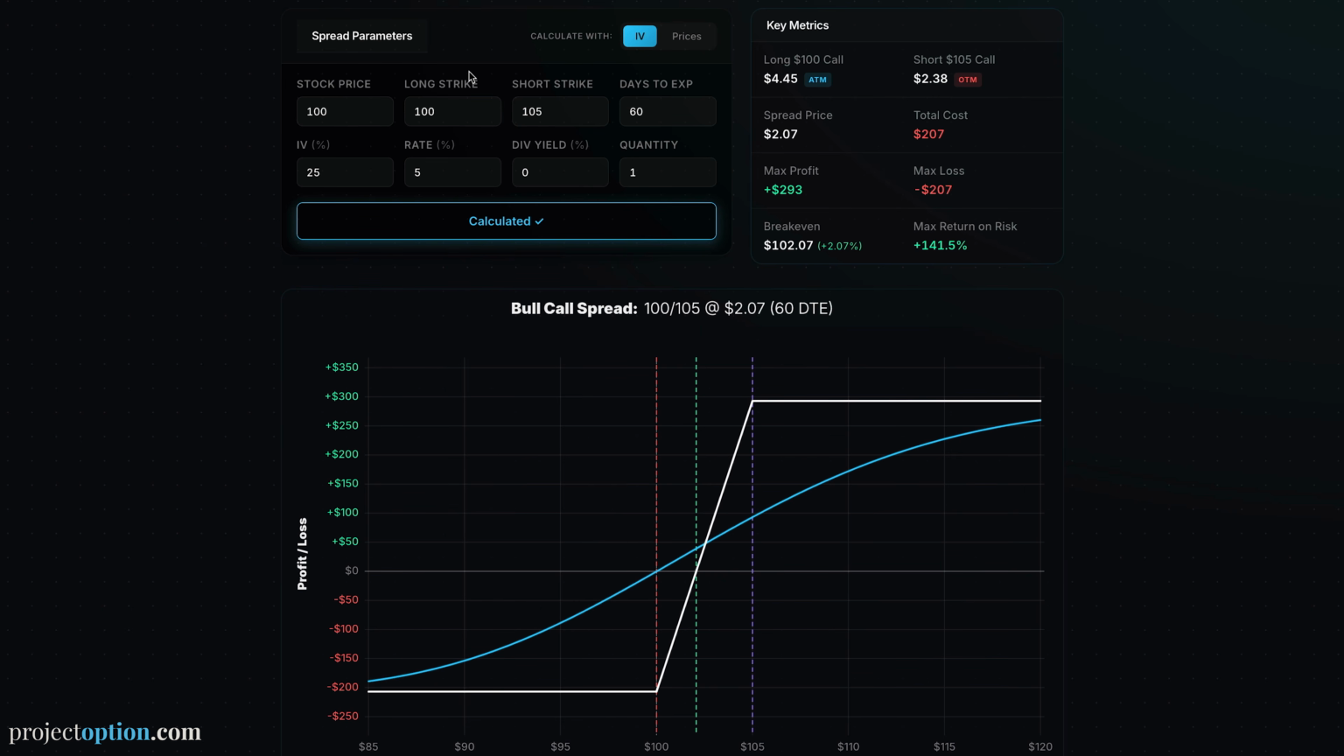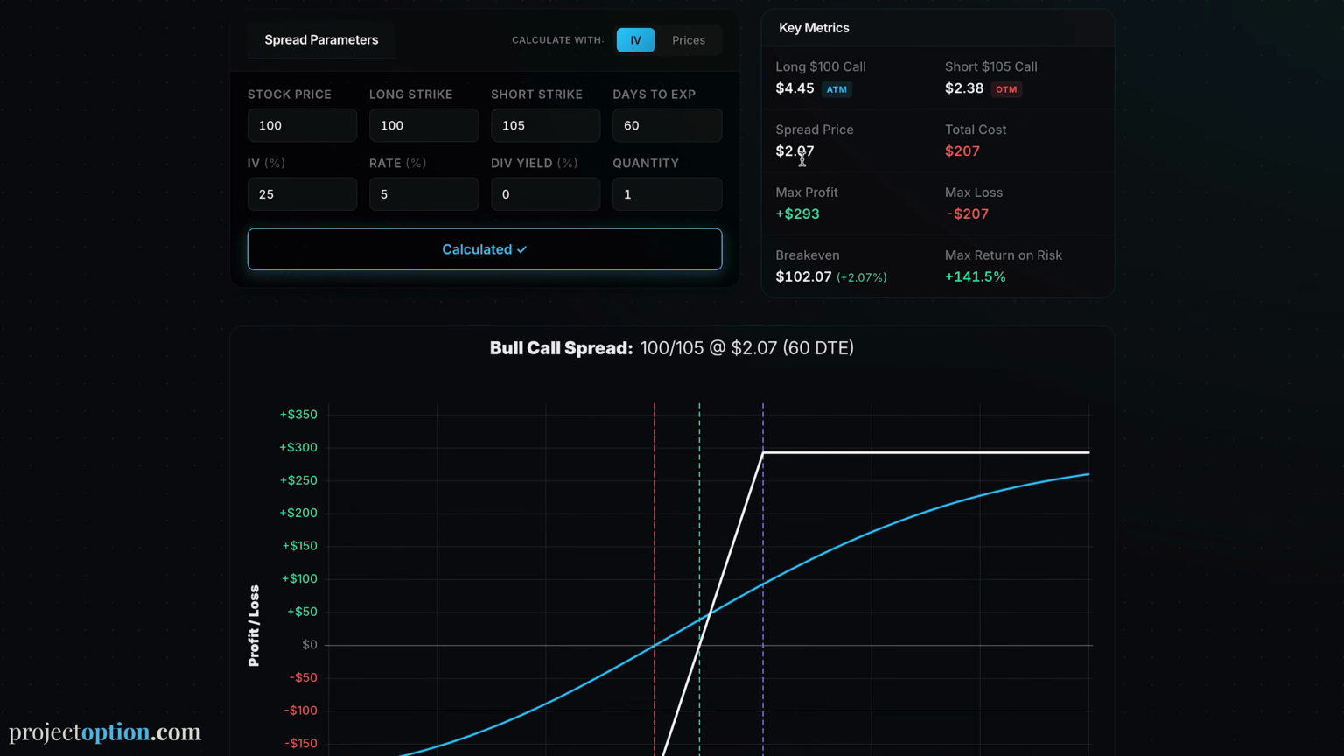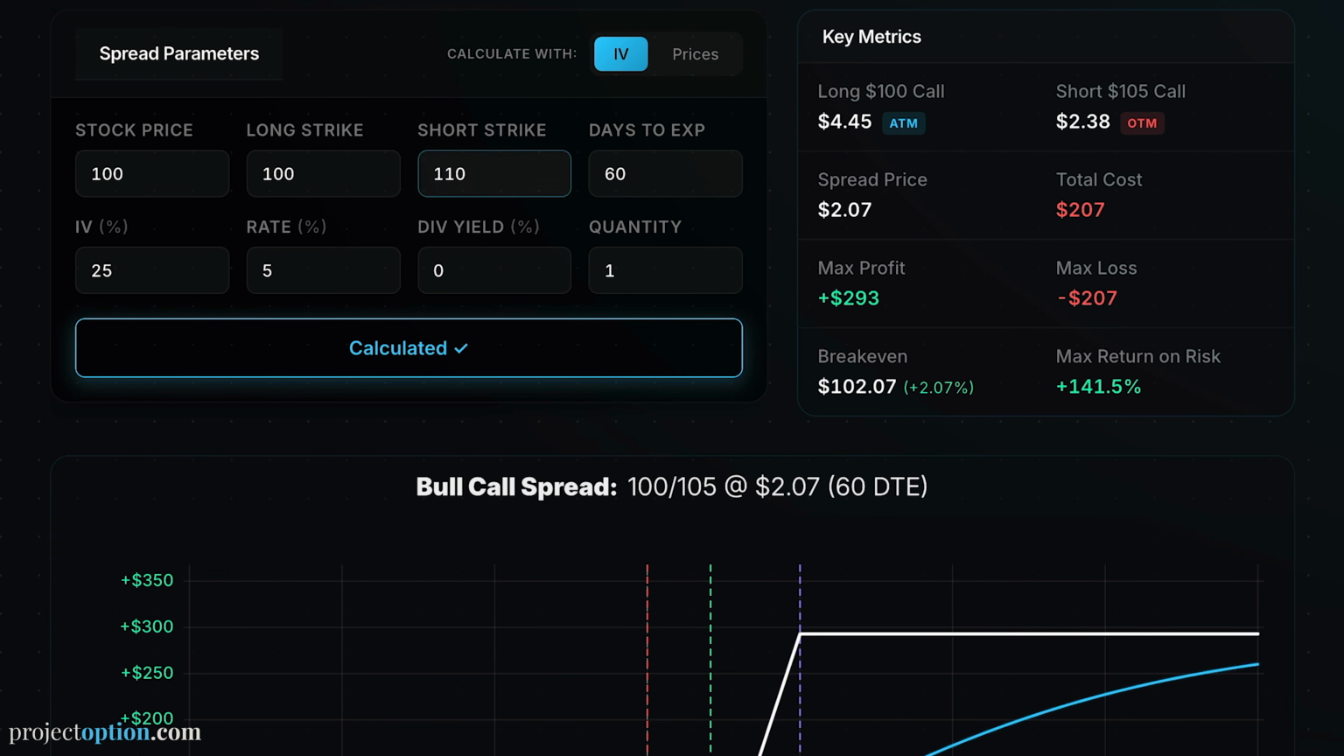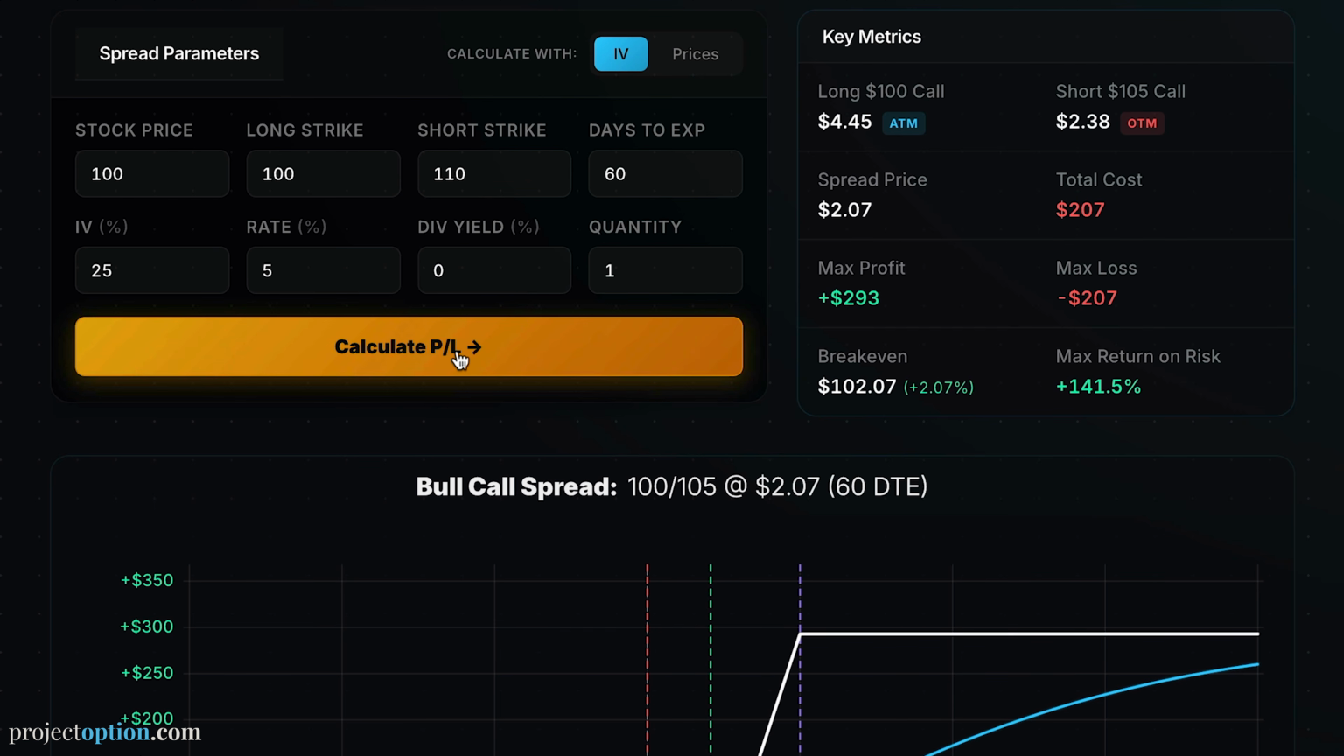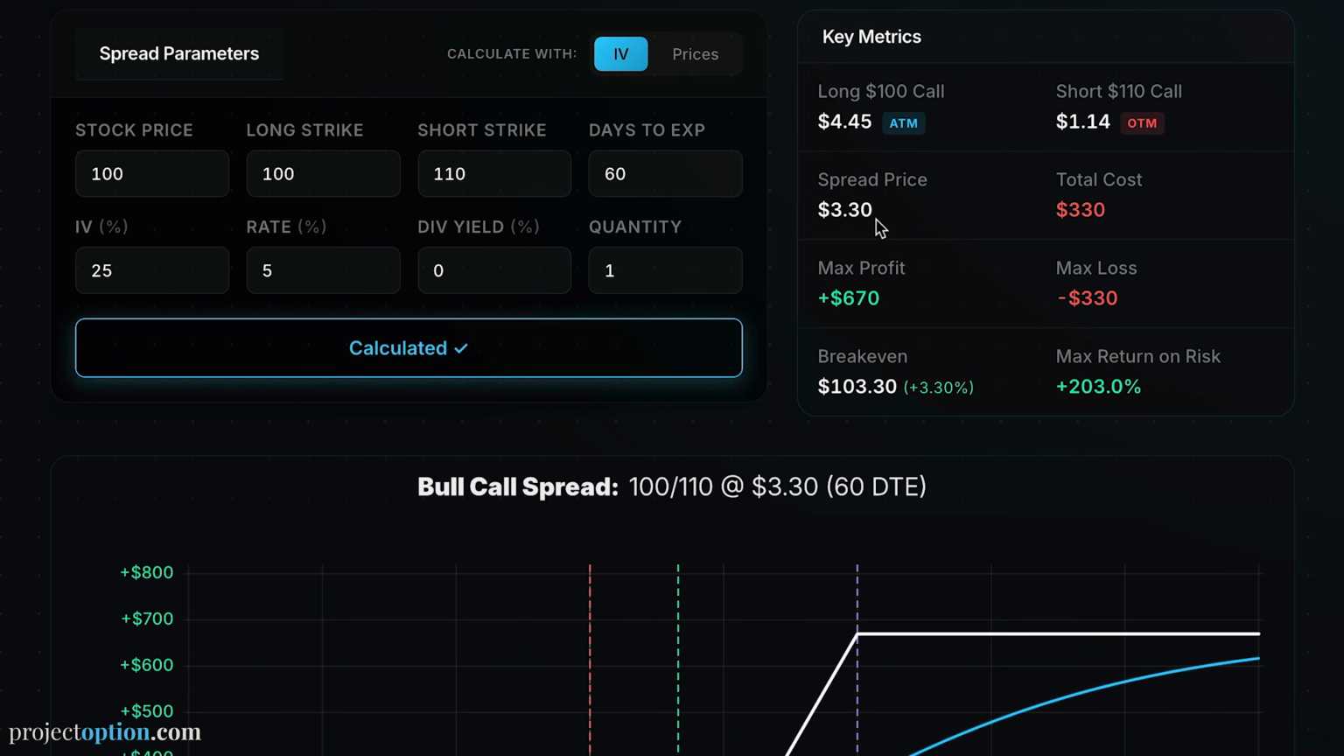For all these examples, I used a $10 strike width, but if we just quickly go to 100 stock price, buy the 100 call and sell the 105 call, we can see what happens if I increase the spread width or push the short strike to a higher price. With the 100-105 spread, the spread price is 207. If I increase this to the 110 strike price and make it a $10 wide spread, the spread price increases since the short call collects less credit to offset the cost of the long call, but our profit potential goes up, our break even goes up, so it's a lower probability trade, but our max return on risk is higher.